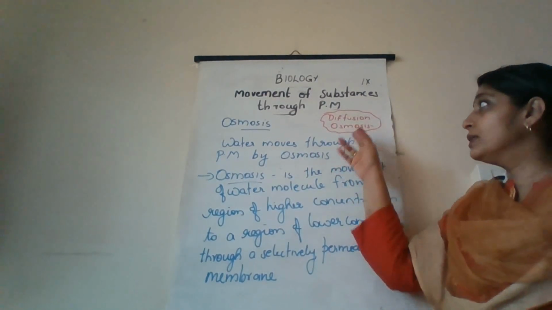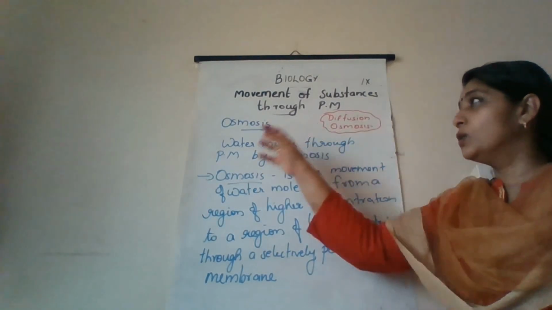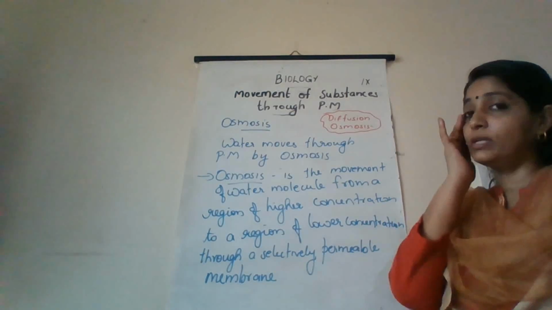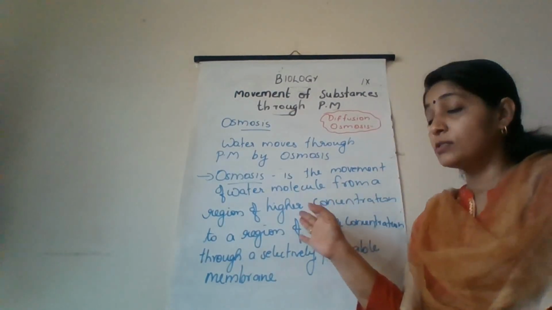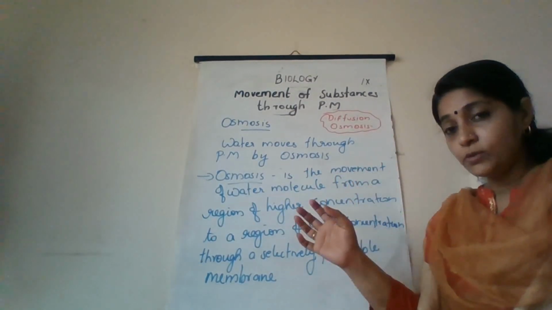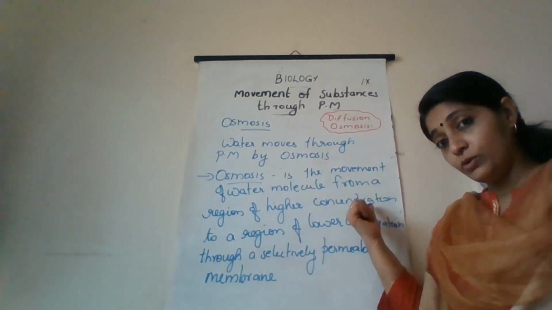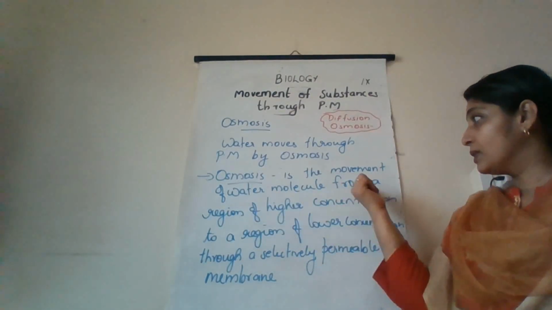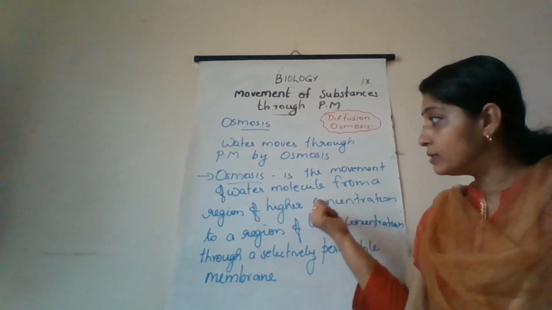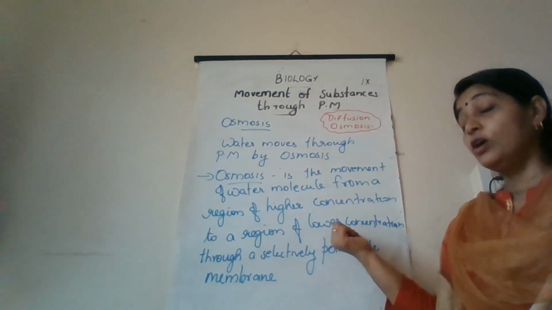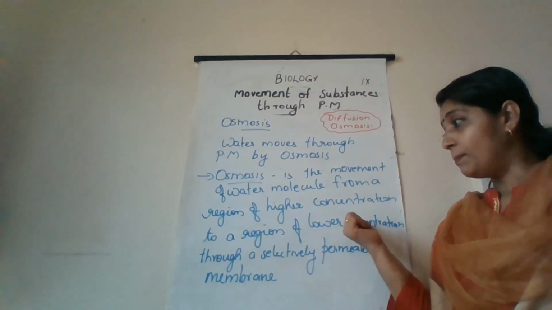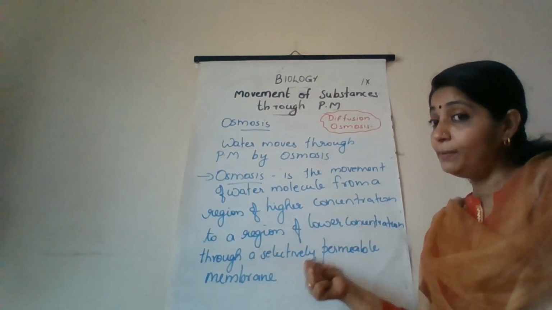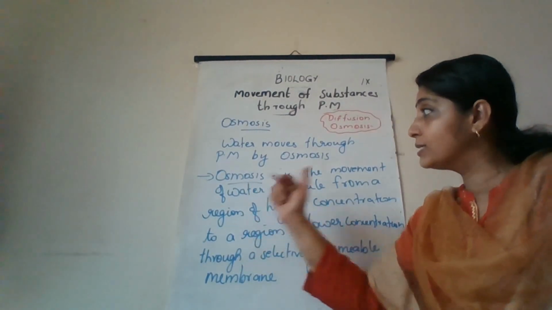Now it's about the second method, that is osmosis. Osmosis is actually the movement of water molecules. Water moves through the plasma membrane by the process of osmosis. Osmosis means the movement of water molecules from a region of higher concentration to a region of lower concentration, like diffusion itself. But remember this, it should be through a selectively permeable membrane. Then only we can call it osmosis.